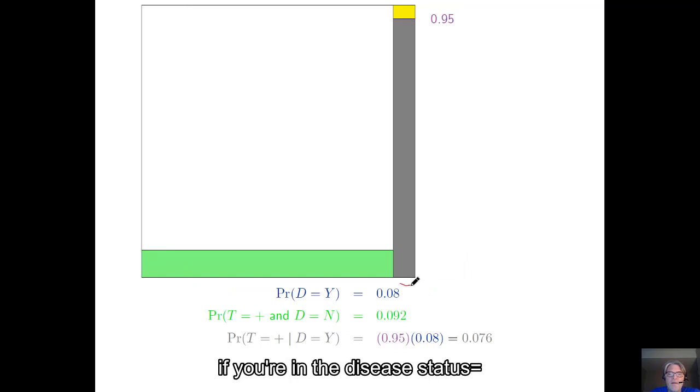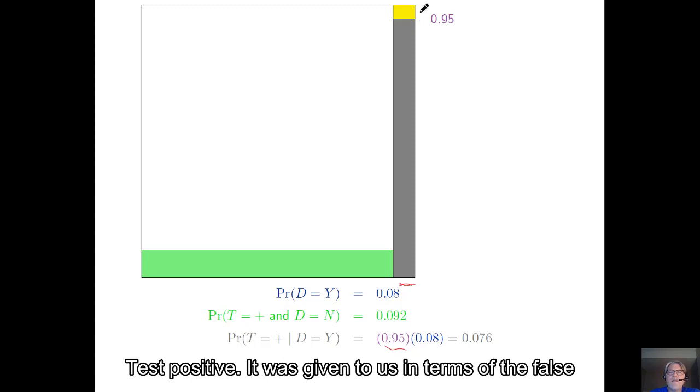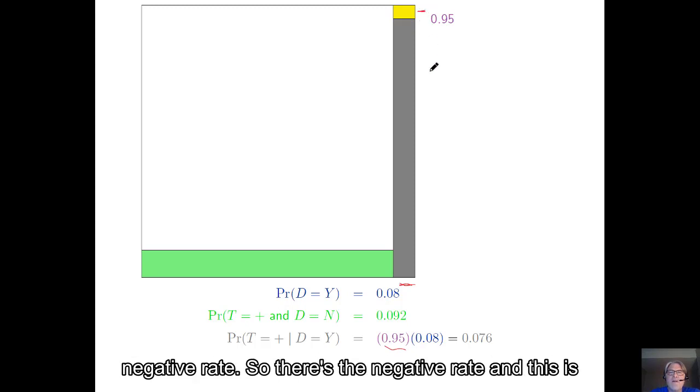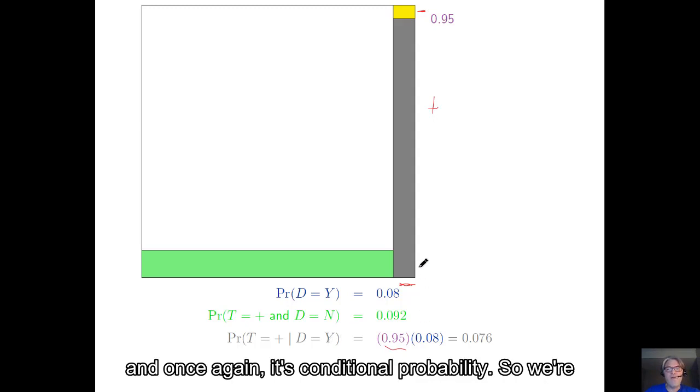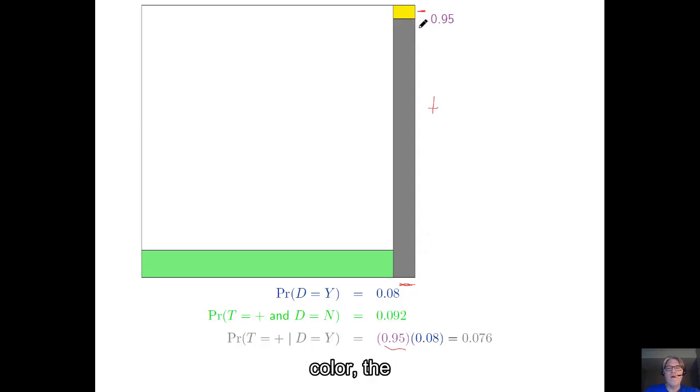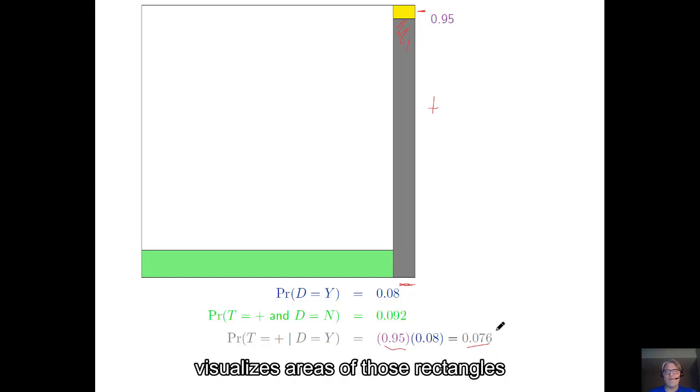All right, the third piece of information we extracted from the problem was this conditional probability that if you're in the disease status yes, then 95% of those folks test positive. It was given to us in terms of the false negative rate. So there's the negative rate, and this is the positive. The false negative rate was 5%, so the positive rate was 0.95. And once again, it's a conditional probability, so we're only shading in a new color the area for the diseased folks. So this 8% of the population, and 95% of them. And so the gray box has an area of 0.076.